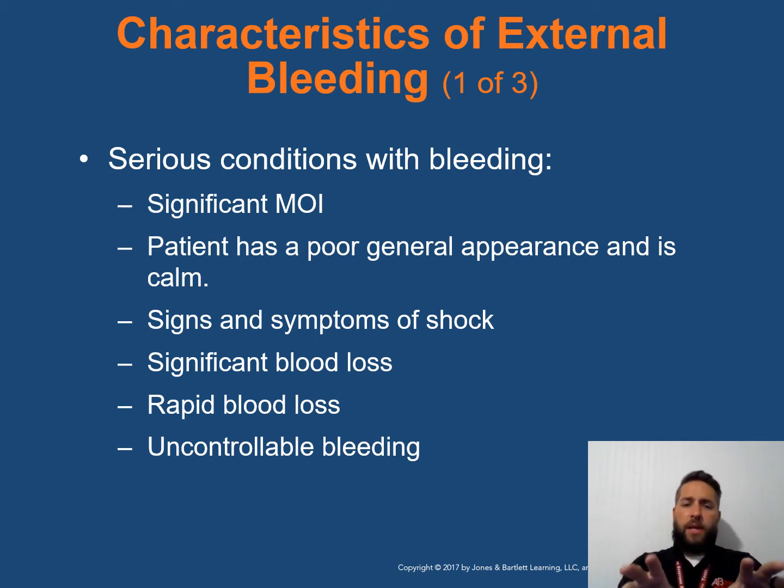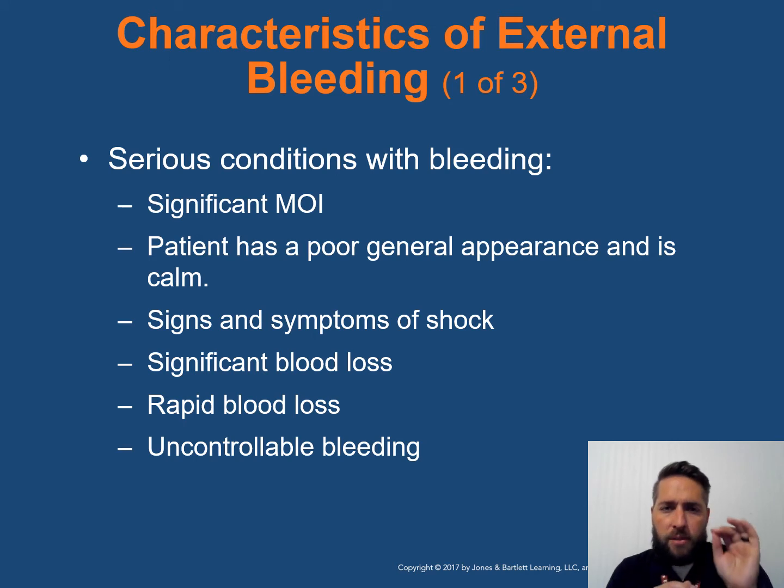So here's some complications or serious conditions with bleeding. So if you see the serious significant MOI, we've discussed that well. If they have a poor appearance, so if you come walking through that door, you're like, dang, that looks bad, it's probably going to be bad. Okay, so we need to go ahead and attack that person and do what we need to do, expedite them to the hospital, call for ALS, do what you have to do to take care of that person.